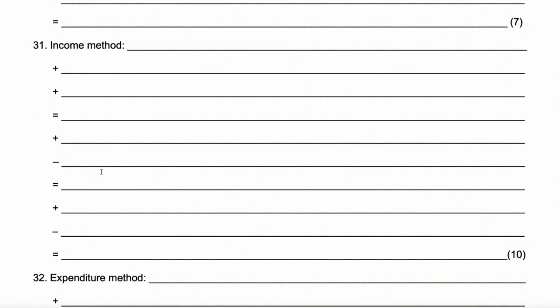Then we have the income method, which will be compensation of employees plus net operating surplus plus consumption of fixed capital equal to GDP at factor cost plus other taxes on production minus other subsidies on production equal to GDP at market prices plus taxes on products minus subsidies on products equal to GDP at market prices.